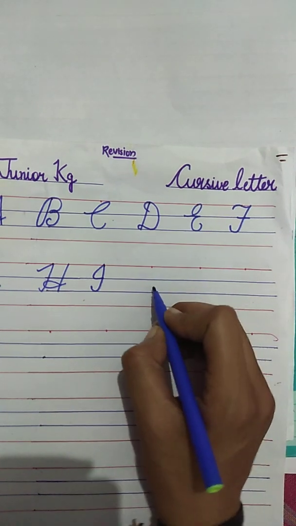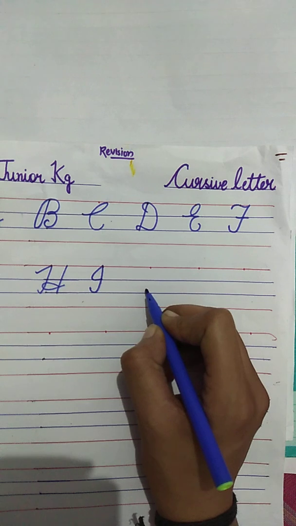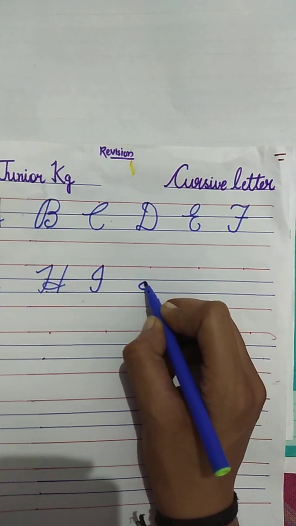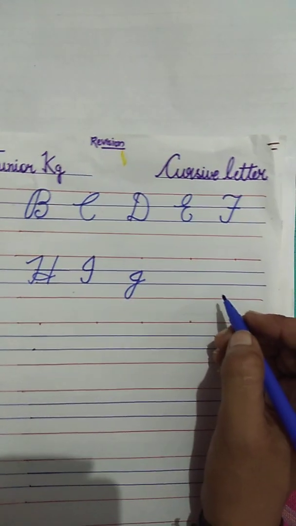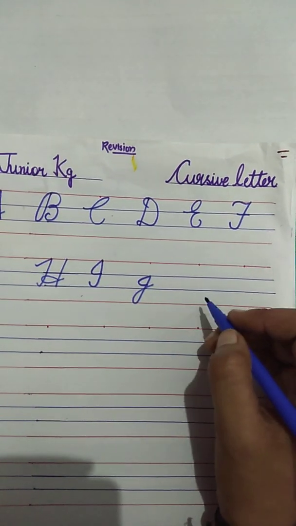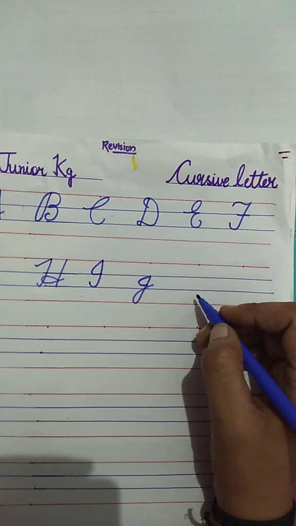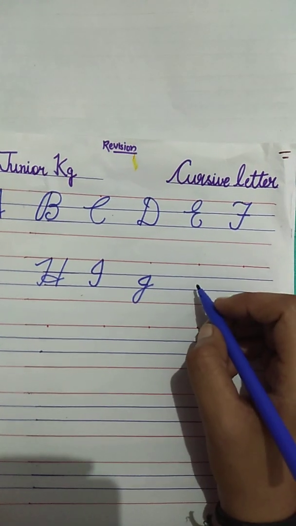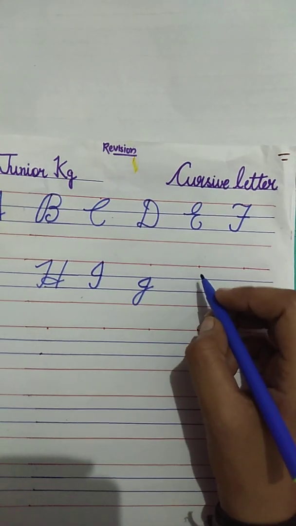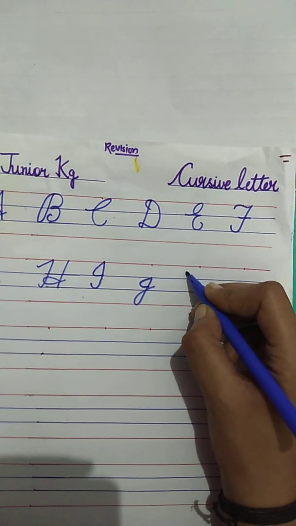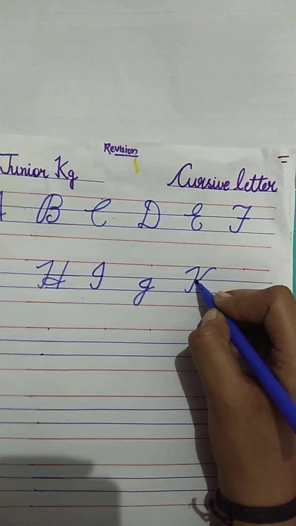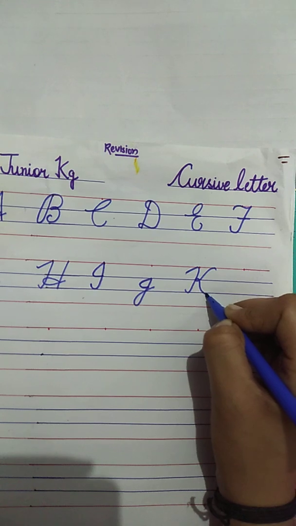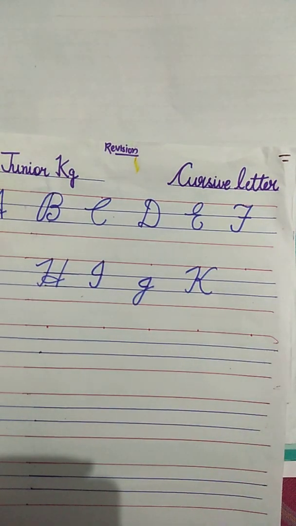Now the next letter is J. J for joker. See here. Draw a curve, slanting line and again a curve. J for joker. The spelling of joker is J-O-K-E-R. Joker. Now the next letter is K. K for kite. See here. Draw a slanting line, again a curved line, a loop, then again a curved line. K for kite.